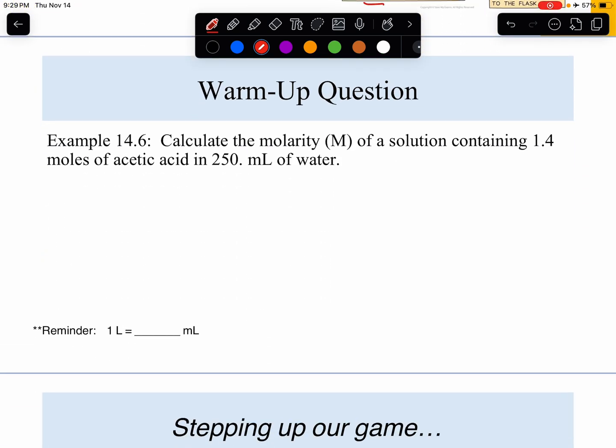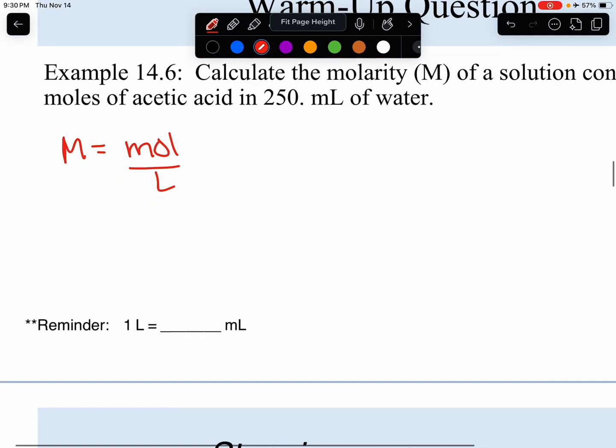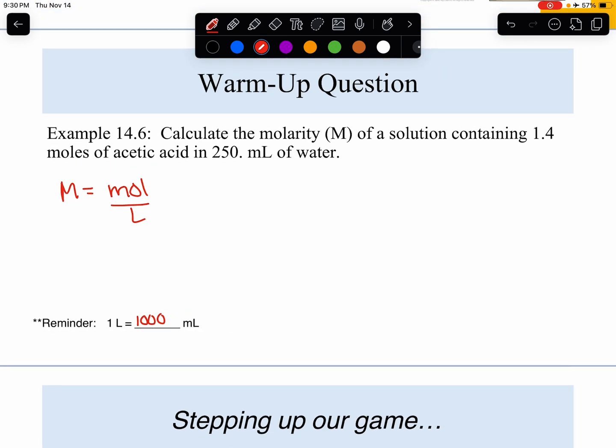Now, how to calculate molarity. So this is our new equation here. Let's remind ourselves of the equation. Molarity equals moles divided by liters. So one thing I want to remind you here is at the bottom, 1 liter is equal to 1,000 milliliters. You will need to know that conversion off the top of your head, and you will be using that a lot. So calculate the molarity. We're looking for molarity of a solution containing 1.4 moles of acetic acid in 250 milliliters of water.